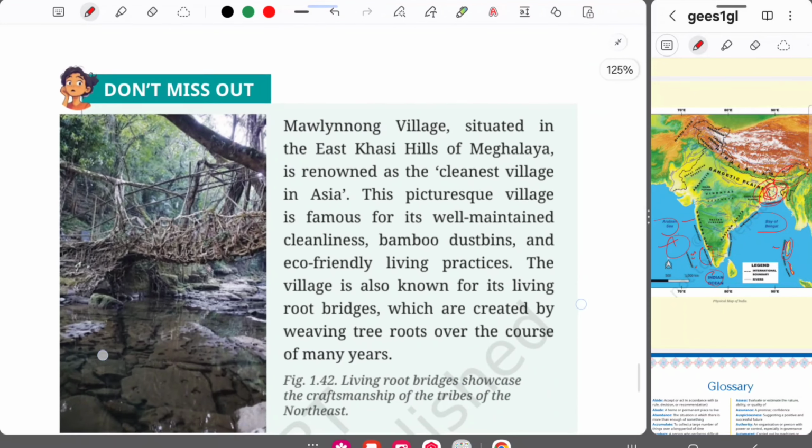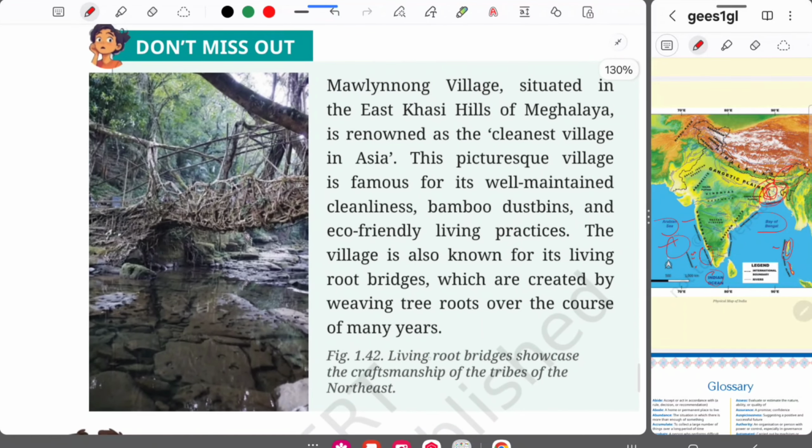So again we have this image. Let us see another living root bridge, which is in another village in this area, and this is very beautiful. I have also visited here. If you also get a chance to visit here, you can observe the beauty very properly.